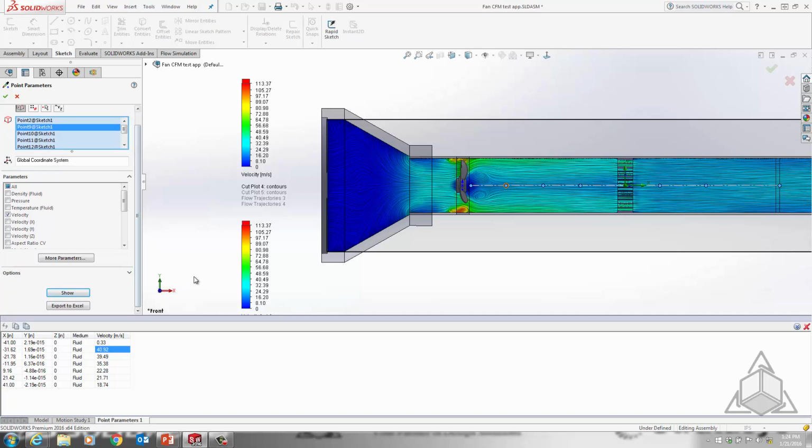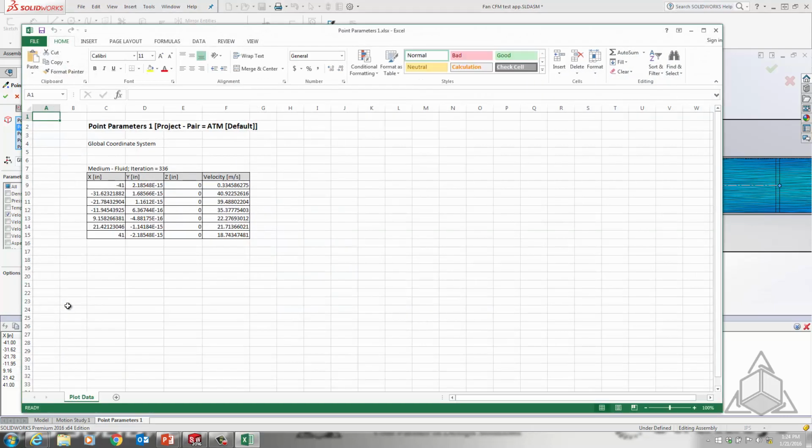SolidWorks Flow Simulation is automatically integrated with Microsoft Excel. So I'm going to say export to Excel, and it automatically creates this chart for me. I'm just going to create one more column here, and I'm just going to say points 1, 2, 3, 4, 5, 6, and 7.